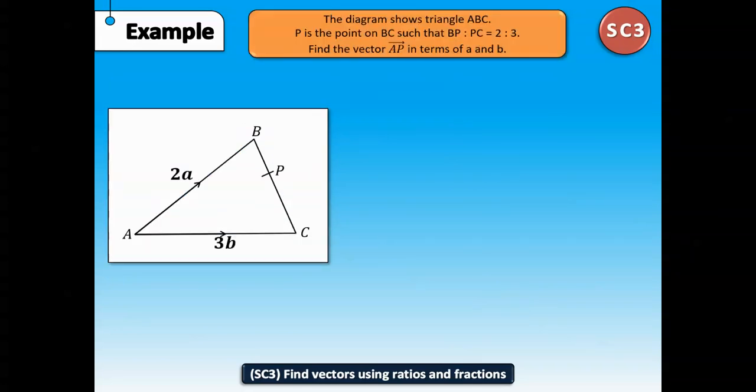Here's another example. This time the diagram shows the triangle ABC. P is the point on BC such that BP to PC is 2 to 3. We want to find the vector AP in terms of A and B. So B to P must be 2/5 of B to C, and P to C is 3/5 of going from B to C.